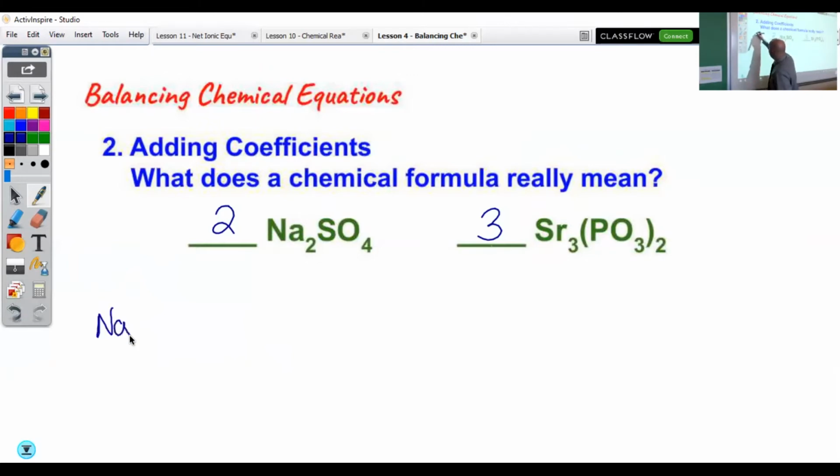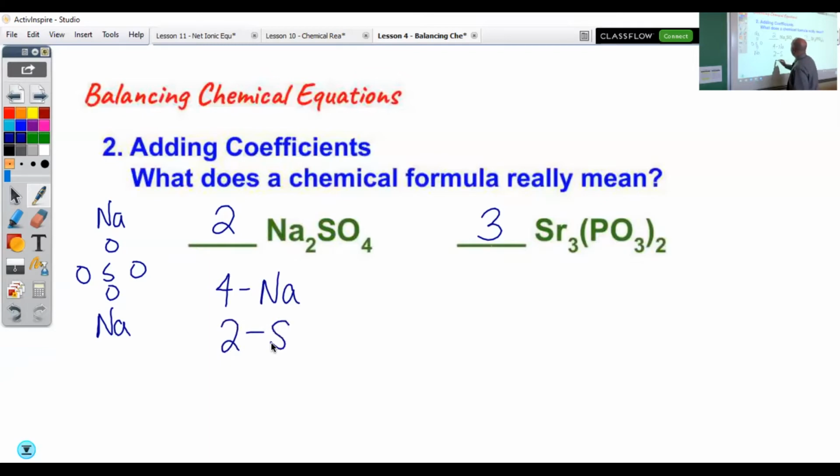Na2SO4, imagine, looks like this. If I put a 2 out in front of it, that means I have 2 copies of this entire thing. So with a 2 out in front, I have 4 Nas, I have 2 sulfurs, and I have 8 oxygens. I essentially have 2 copies of this entire compound.